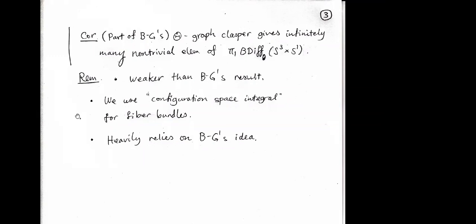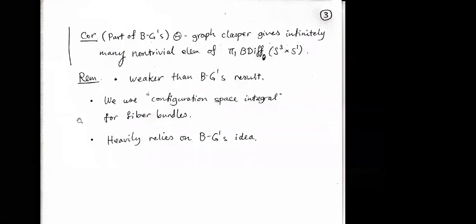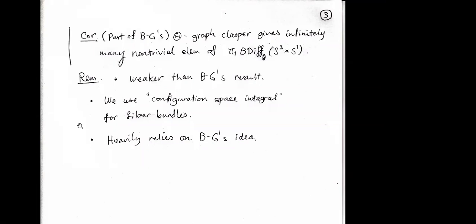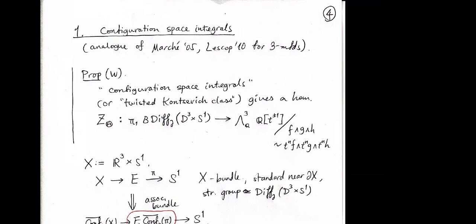We use the configuration space integral method for fiber bundles with fiber D3 cross S1 to detect non-triviality. And the other part of the proof relies heavily on Bardakov-Pi's idea. So we just show that configuration space integral can be used to detect elements, and the rest is by Bardakov-Pi. So this is the result, and I would like to explain in more detail.